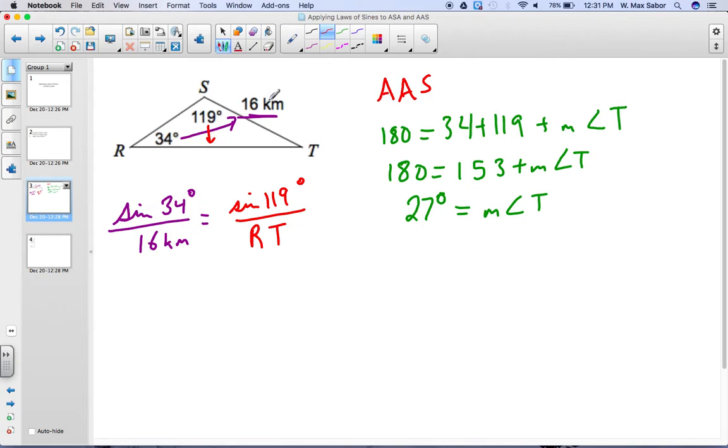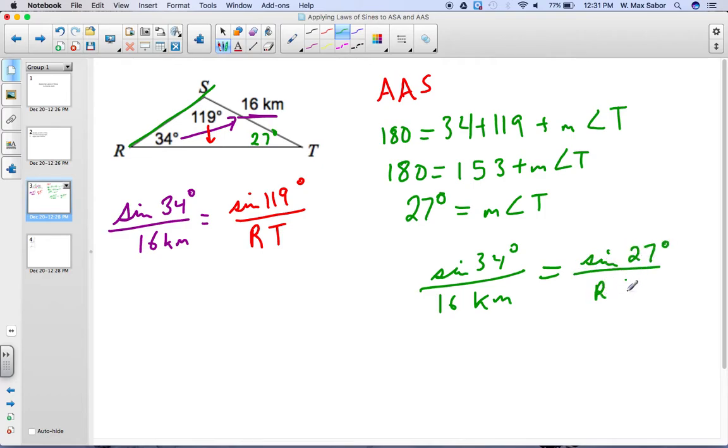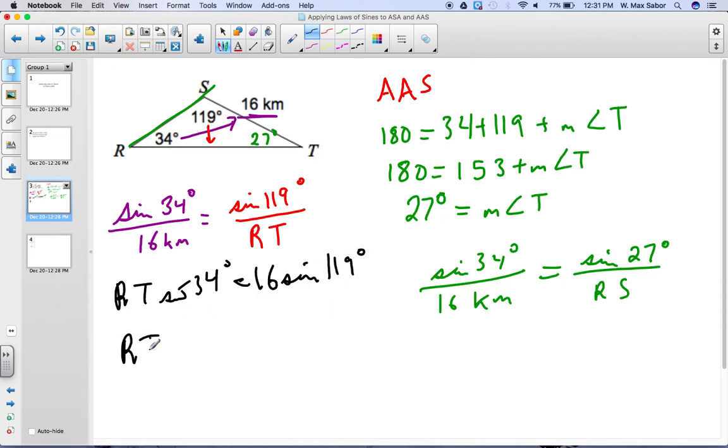So 34 degrees is across from 16 kilometers, 119 is across from RT, and 27 degrees is across from RS. So that will be our other equation: sine of 34 over 16 kilometers equals sine of 27 degrees over RS. Now we cross multiply. So RT sine 34 equals 16 sine 119. The unit is kilometers. And then RT equals 16 sine 119 over sine of 34 degrees.